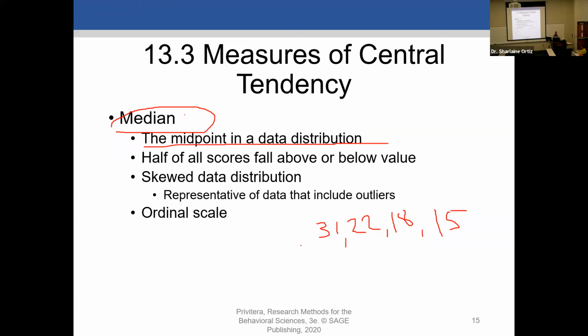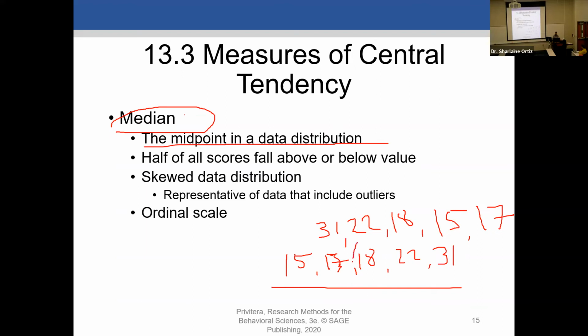So the first thing I would do is put these in order, and add some other guy here. Let's do 17. The first thing I need to do is put them in order to calculate that median. My lowest value is 15, followed by 17, and then 18, 22, and 31. Now that this is in order, my median will be that midpoint between these two halves, this half here, this half here. That's what the median is. Very simply put, the median is that middle number when the data set is put in order.